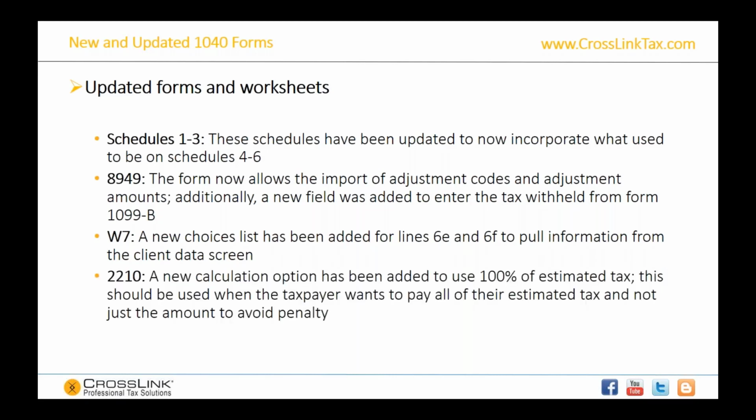And then there's also Form 2210. There's a new calculation option that's been added to use 100% of the estimated tax. This should be used when the taxpayer wants to pay all of their estimated tax and not just the amount to avoid the penalty from the IRS.